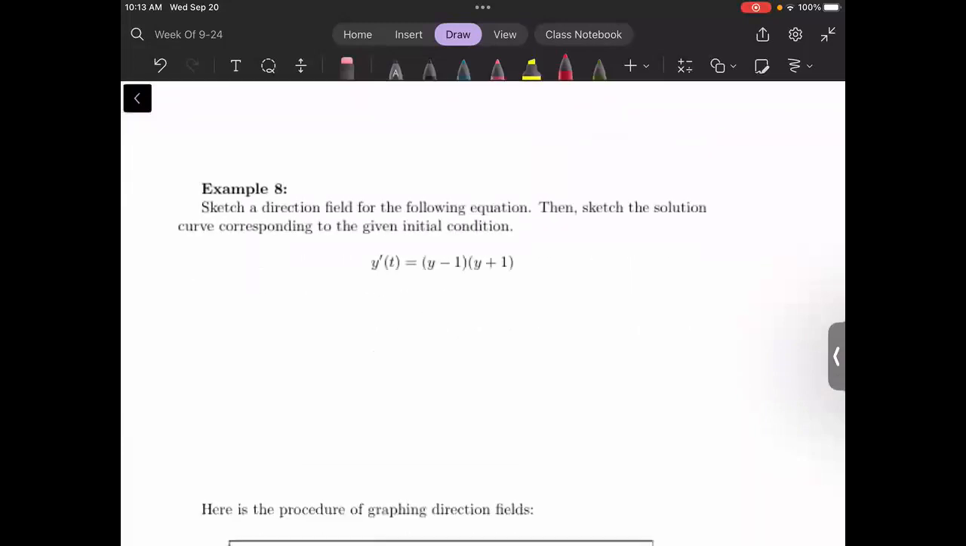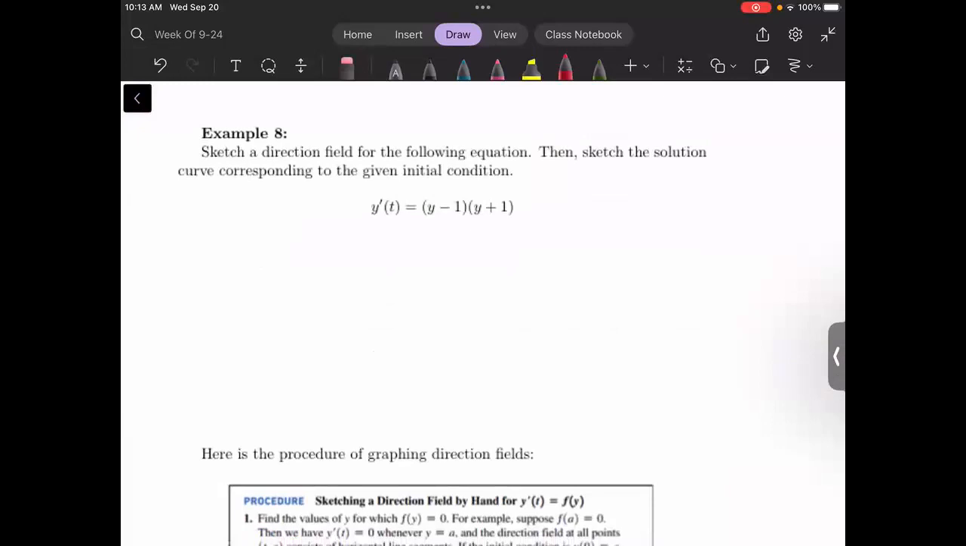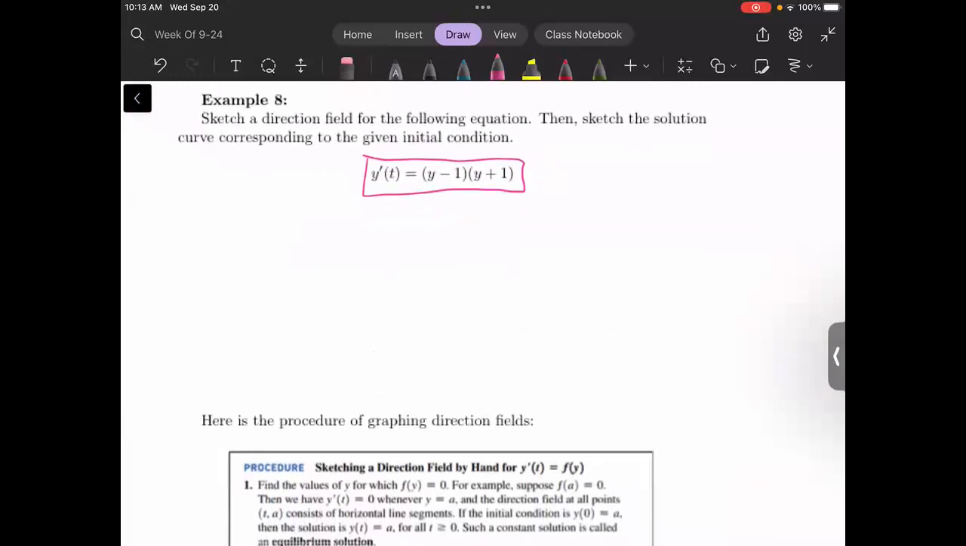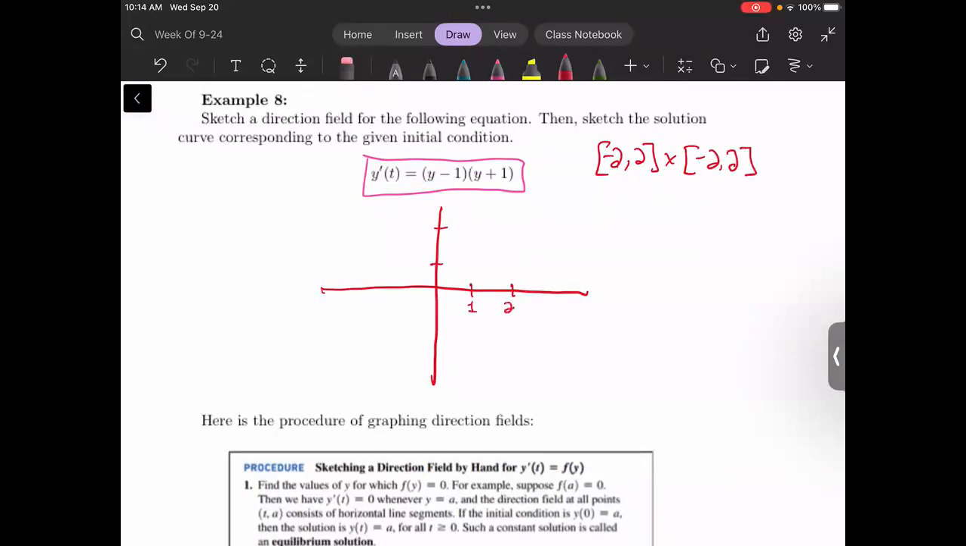So here is an example of a very special case where we can analyze a direction field more easily. If we want to sketch a direction field in the window -2 to 2 by -2 to 2, this is a square whose dimensions are 2 and 2, with -1, -2 here, and 1, 2 here.